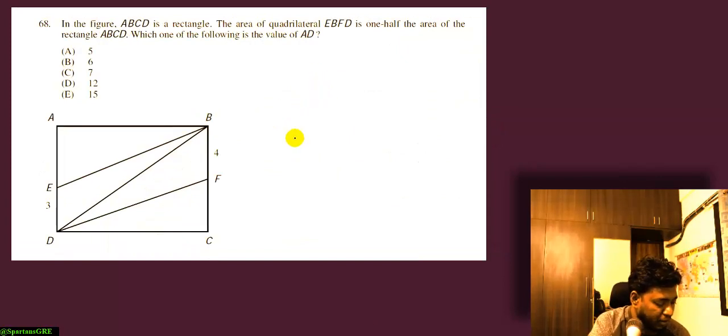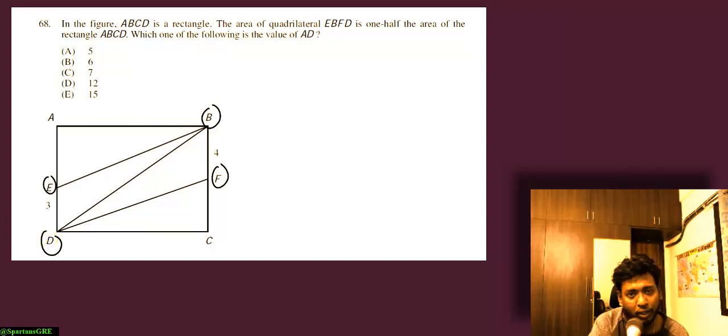The figure ABCD is a rectangle. Area of quadrilateral EBFD is 1/2 of the area of the rectangle ABCD. You are asked to find the value of AD. If you take this quadrilateral EDBC, there you can see two triangles.